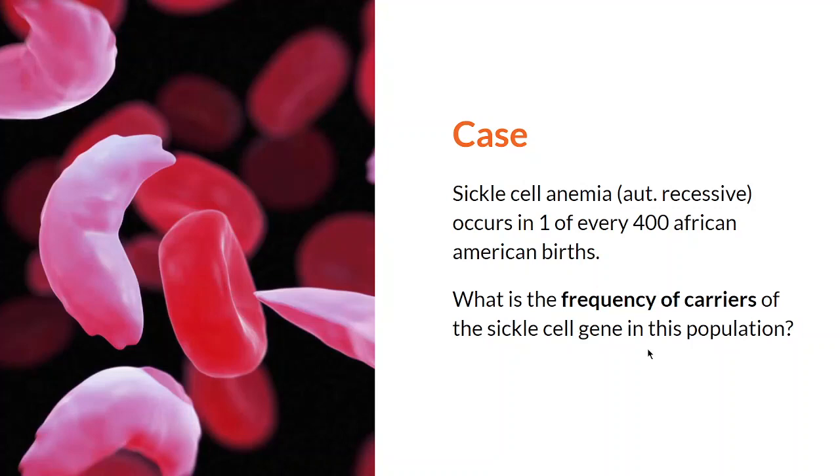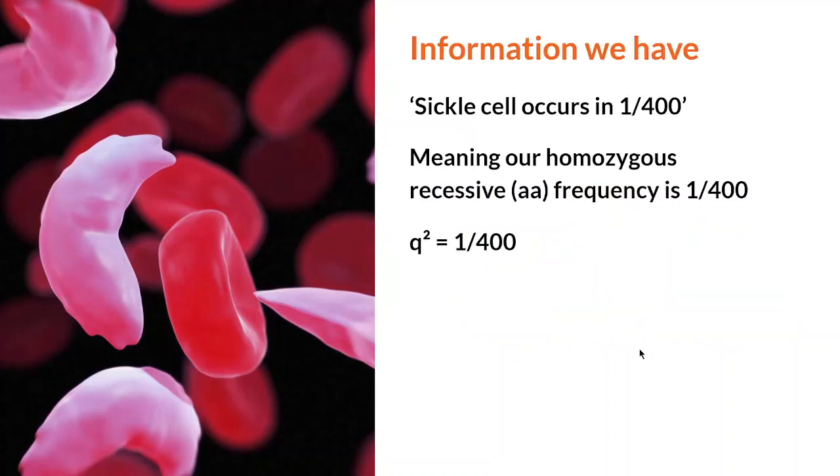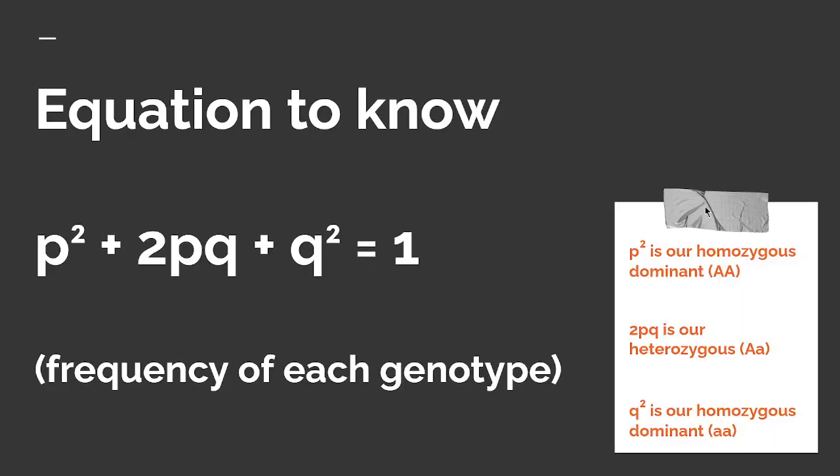Okay, welcome back. As we've said already, the information that we have is that sickle cell occurs in 1 in 400. That means 1 in 400 people of this population have sickle cell disease. This means that the homozygous recessive frequency is 1 over 400. And if we go back to the equation, we said that the homozygous recessive frequency is represented by q².